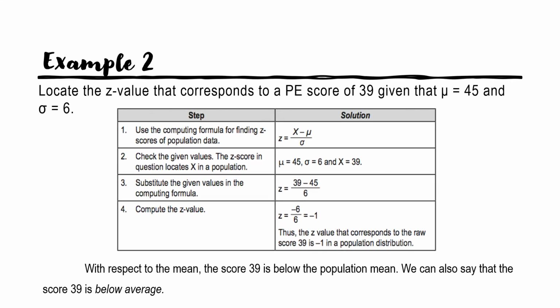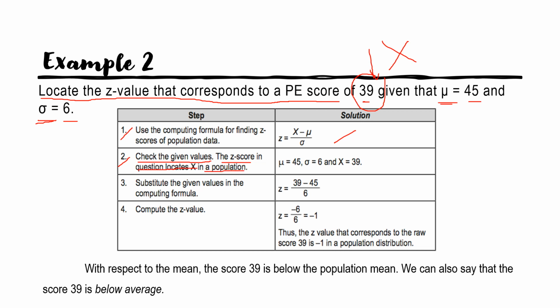For example number 2, we're asked to locate the C value that corresponds to a raw score of 39, meaning this 39 will be equal to your X or your raw score, given that your population mean mu is equal to 45 and your population standard deviation sigma is equal to 6. For step number 1, you need to assess first your given values. That will be your population mean and your population standard deviation. Therefore, we're going to use your first formula in computing the value of your C. For step number 2, check the given values. The C score in question locates X in a population.